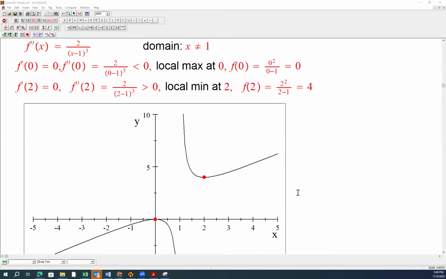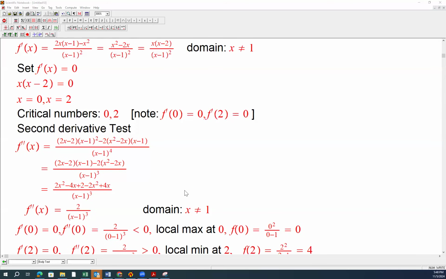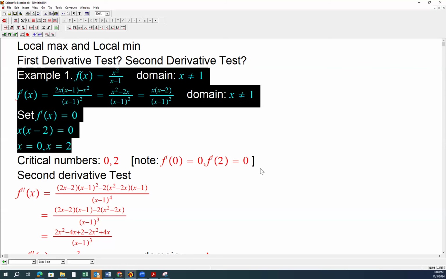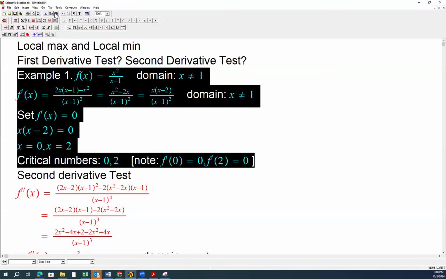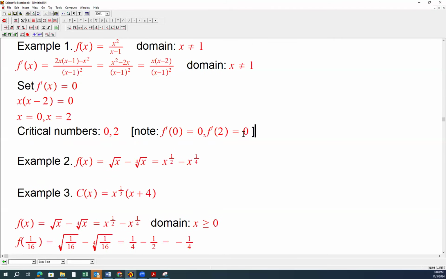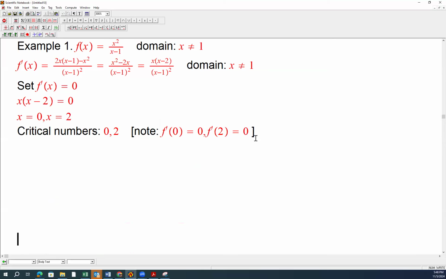So what if we do it by second? No, wait, sorry. We just did the second derivative test, right? So now let's do the first derivative test. For the first derivative test, we don't need the second derivative. So we're going to copy the whole thing so we don't have to do it again, right? So we're going to do the first derivative test for the same question.